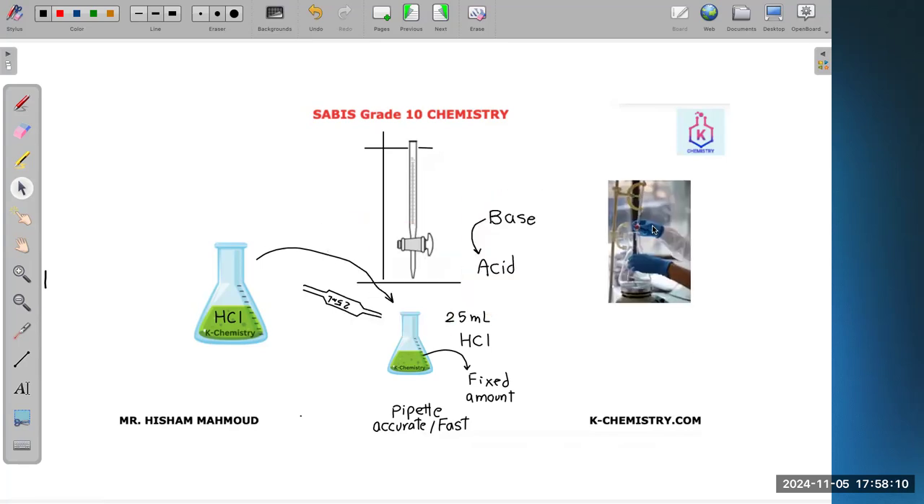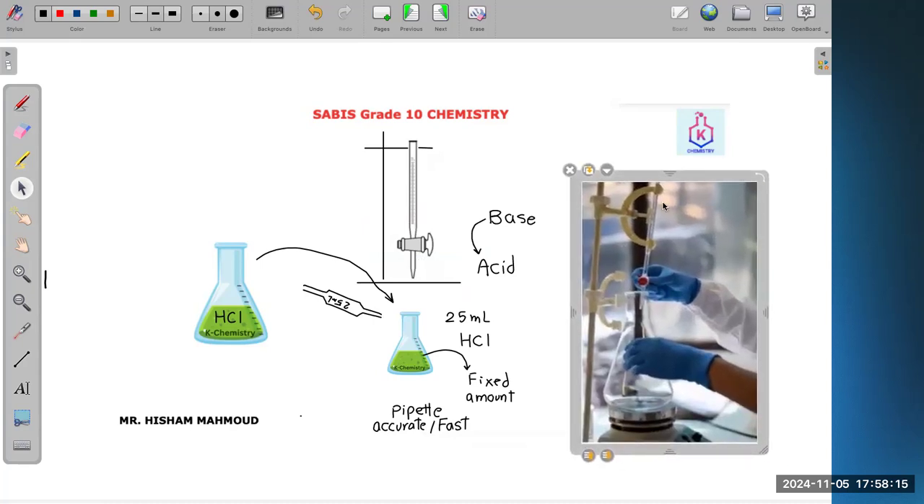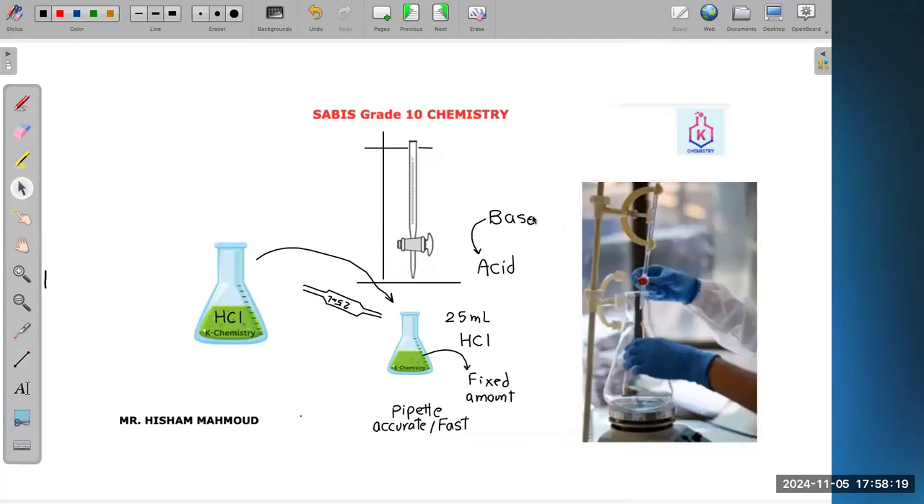Okay, so the clamp looks like that. I will just put the flask and put the burette like that and then fix it so it will be fixed all the time as long as I'm doing the experiment.